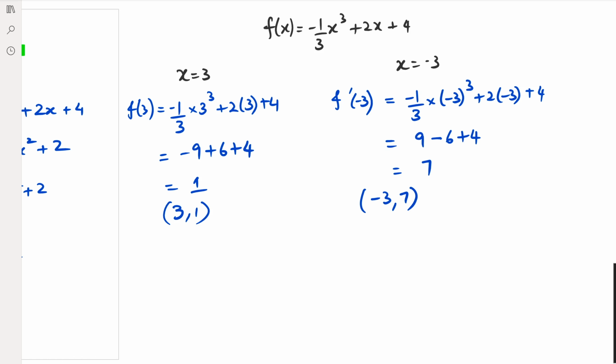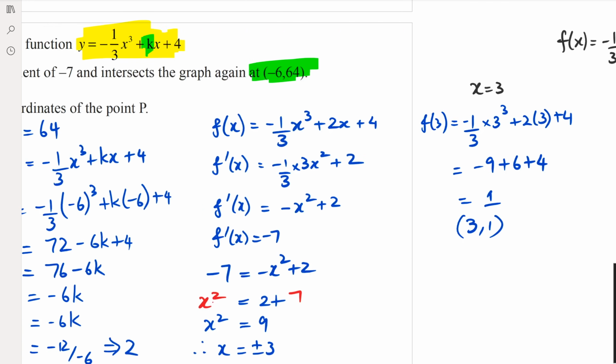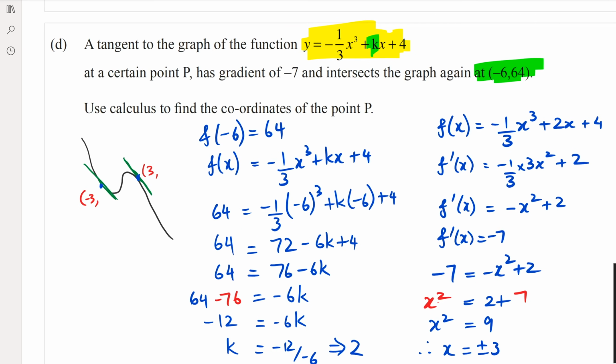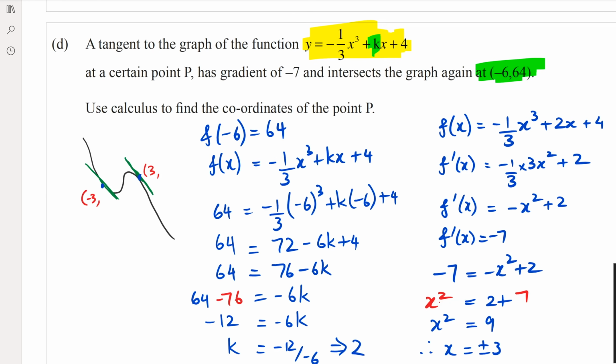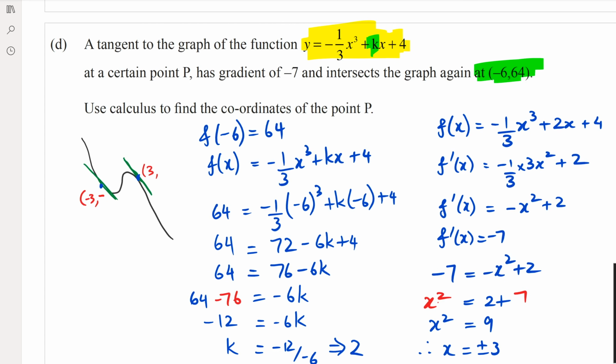Okay, so at this point, what am I actually trying to figure out? I'm trying to figure out the coordinates of point P. So I've got those two values, right? 3, 1 and negative 3, 7. So this is what it looks like, 3, 1 and negative 3, 7. I want to know which one of these green lines here is actually going to touch at negative 6, 64.